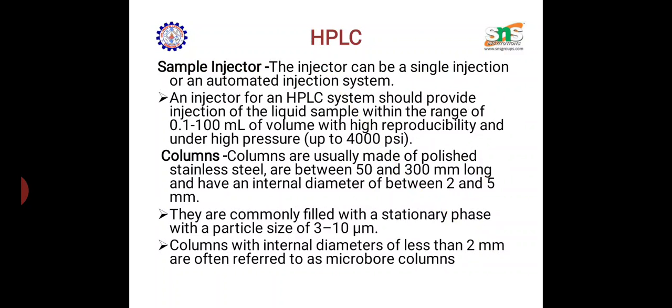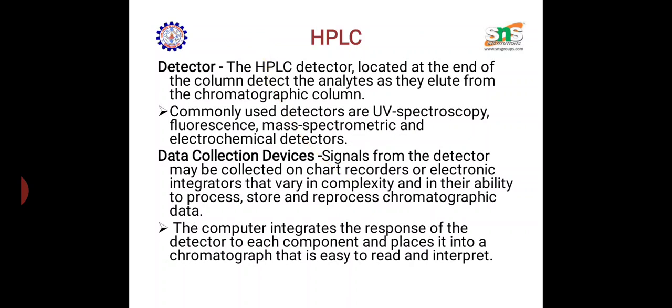There is a column. The column is 50 to 300 millimeters long with a diameter of 2 to 5 mm, very small, and is commonly filled with the stationary phase of particle size 3 to 10 micrometers. For columns with a small internal diameter, we have some microbores. These chemicals pass into the column, and separation takes place according to their mobility.